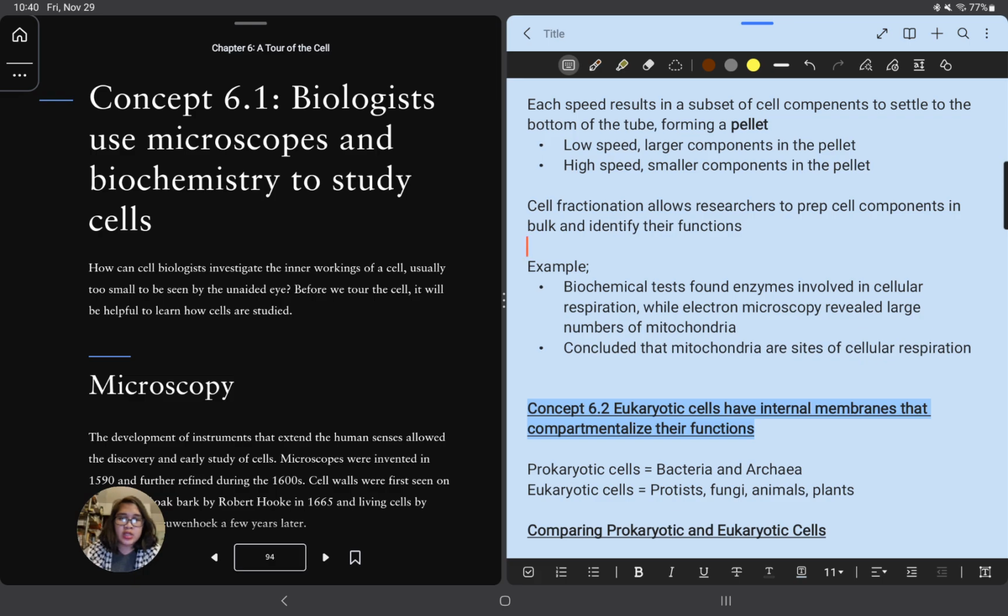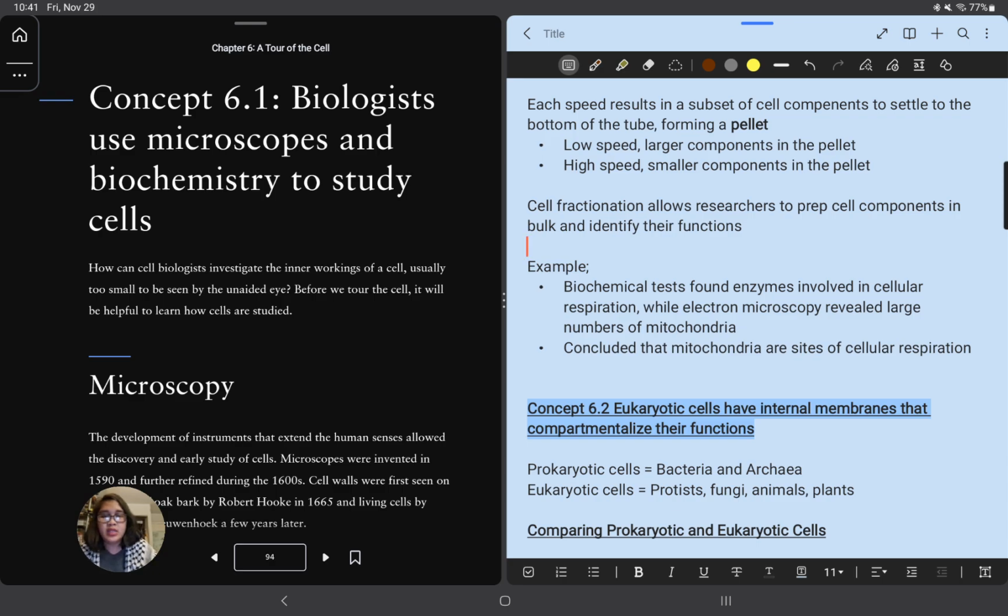Cell fractionation allows researchers to prep cell components in bulk and identify their functions. Example: biochemical tests found enzymes involved in cellular respiration, while electron microscopy revealed large numbers of mitochondria. Concluded that mitochondria are the sites of cellular respiration.